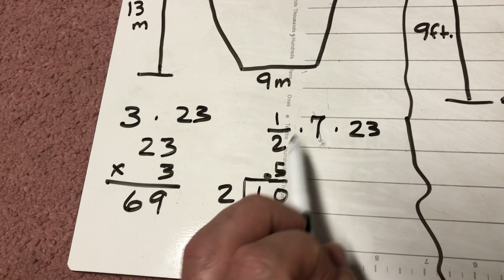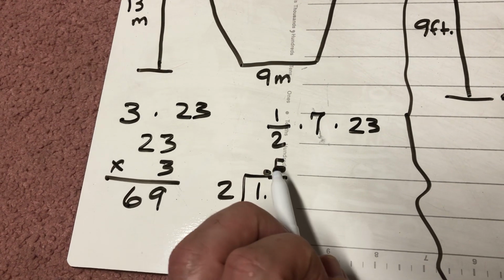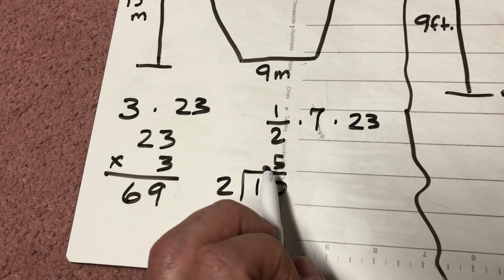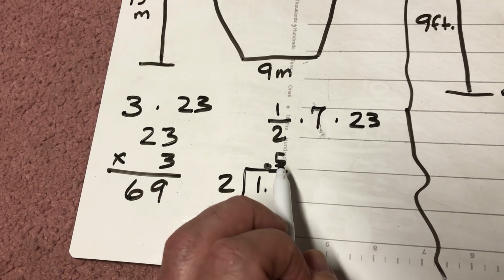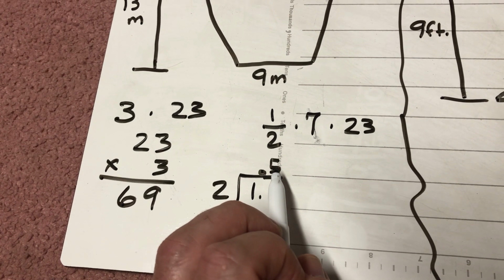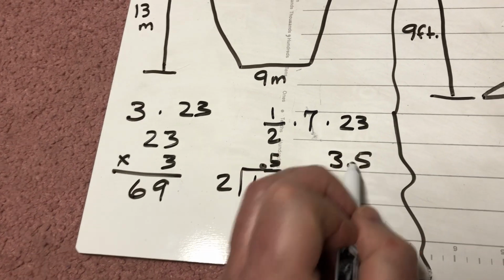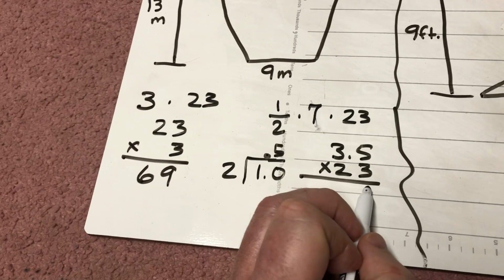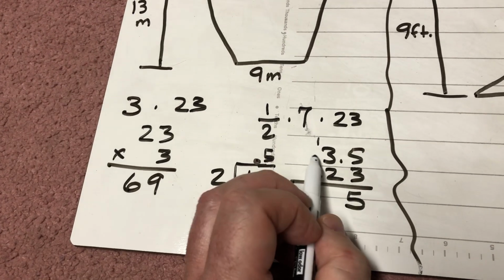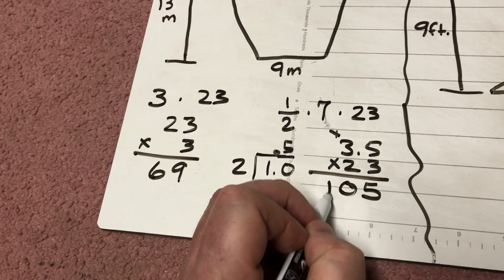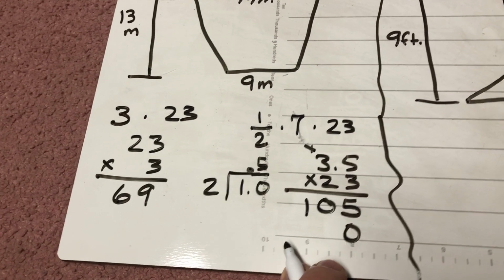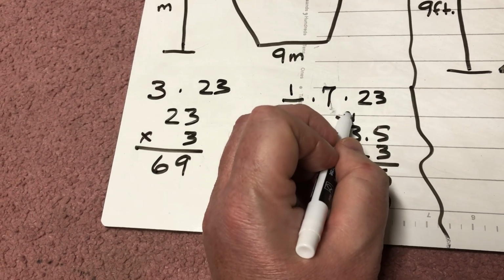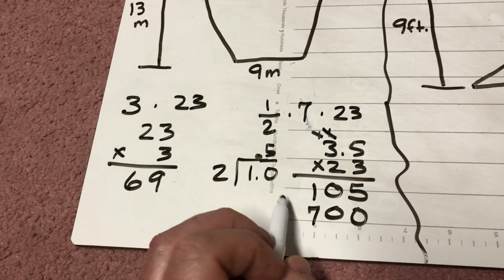0.5 times 7. Well, I know that 5 times 7 is 35. And if one digit needs to come after the decimal in my answer, because one digit came after the decimal in my problem, this 5, it's really 3.5. Well, I can do 3.5 times 23. 3 times 5 is 15. Put the 5 down, carry the 1. 3 times 3 is 9, plus 1 is 10. Put the 0 down so everything lines up with my 2. 2 times 5 is 10. Put the 0 down, carry the 1. 2 times 3 is 6, plus 1 is 7. Okay.